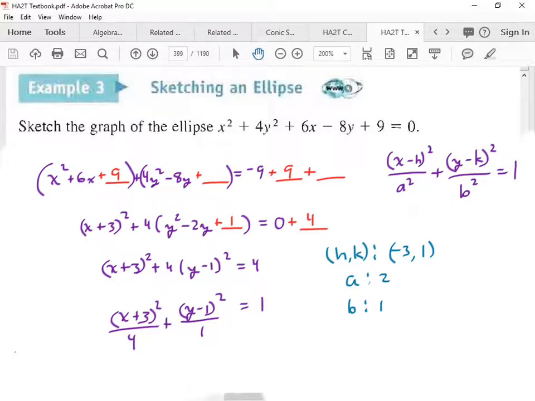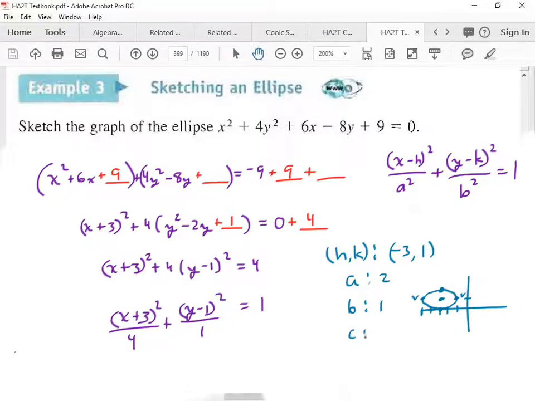And now I can graph. So I'm going to go over here to 1, 2, 3, and up 1. There's my center at negative 3, 1. Because the a is underneath the x, I know I count the a out left and right. We have a horizontal ellipse, so I go left and right 2. So these are my vertices. And then my co-vertices are going to go up 1 and down 1. And there's my ellipse.